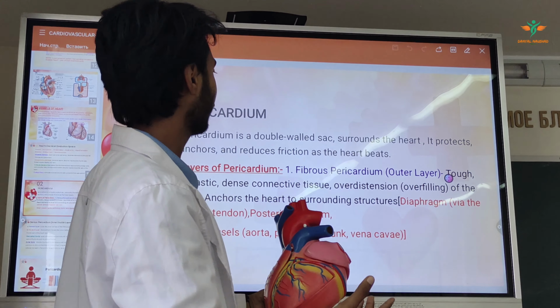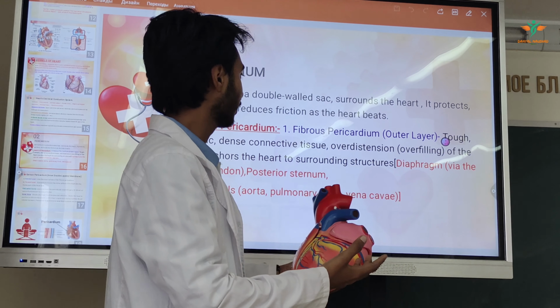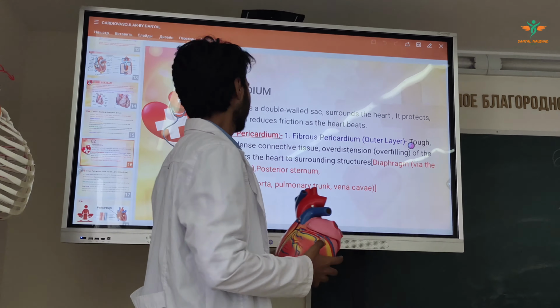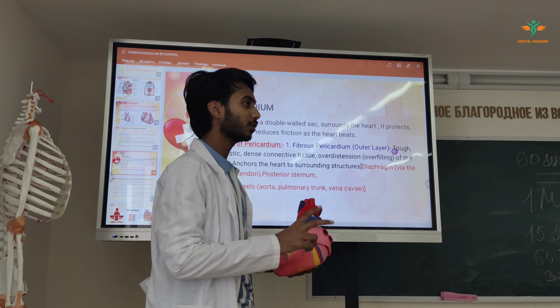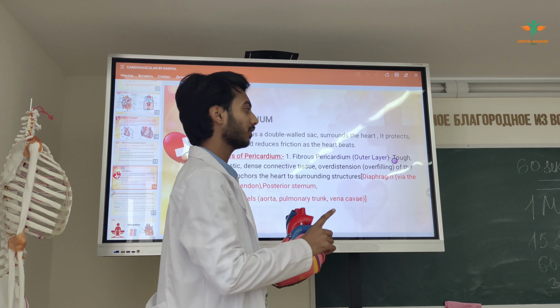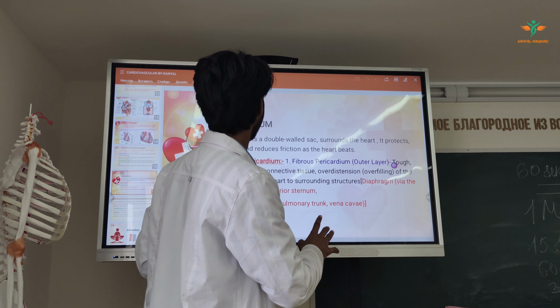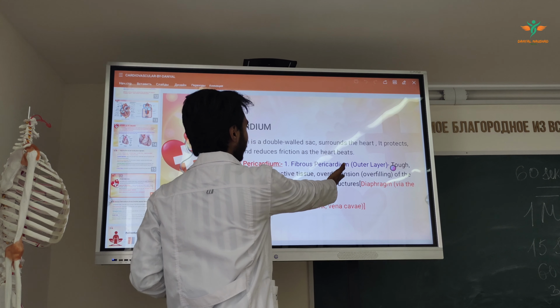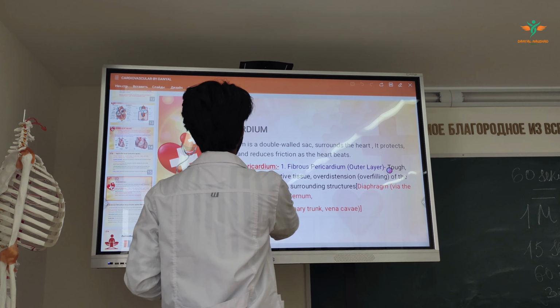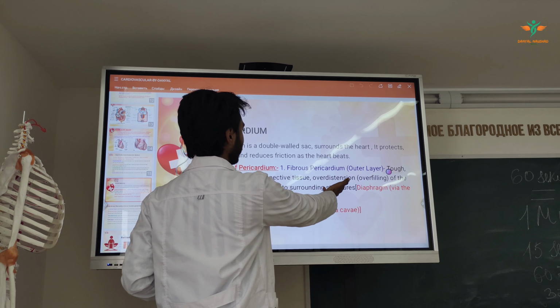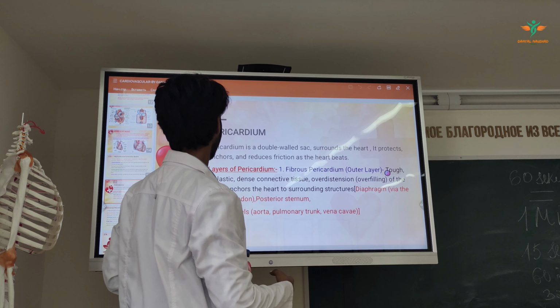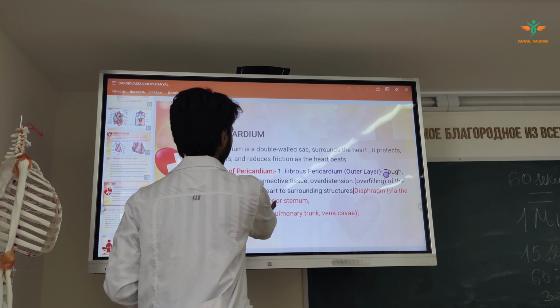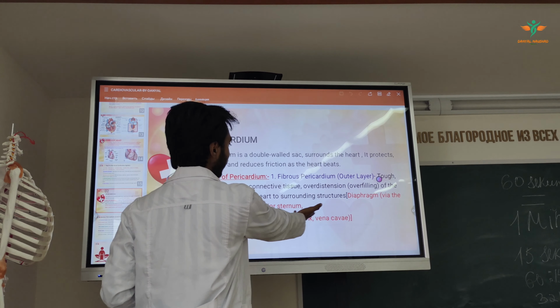The pericardium surrounds the heart, protects it, and reduces friction as the heart beats. There are two layers of pericardium, fibrous and serous. Fibrous is the outer layer, tough, inelastic, dense connective tissue, and it anchors the heart, surrounding the heart, the diaphragm, central tendon, and the vessels: aorta, pulmonary trunk, and vena cava.